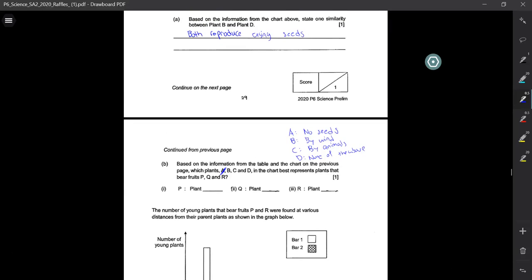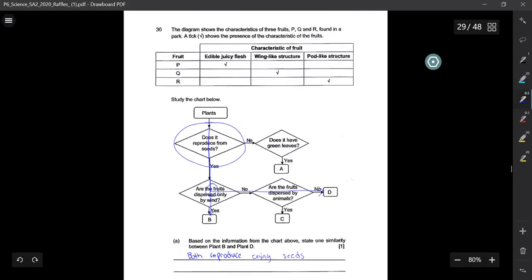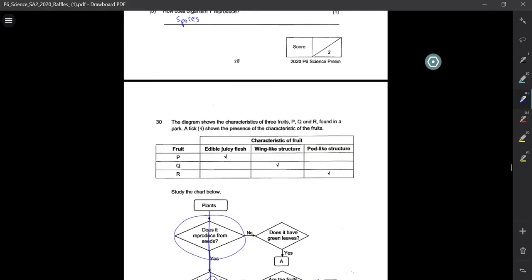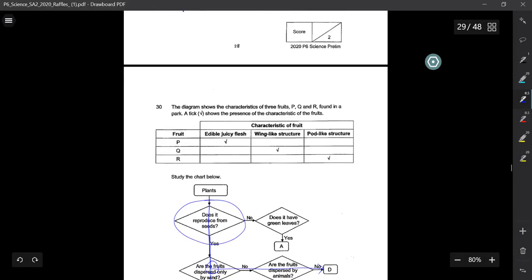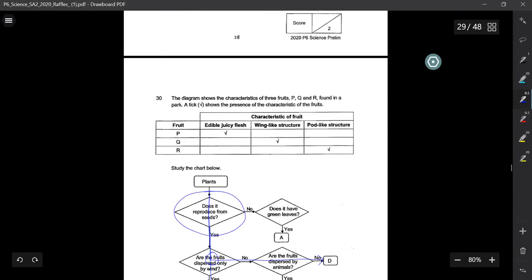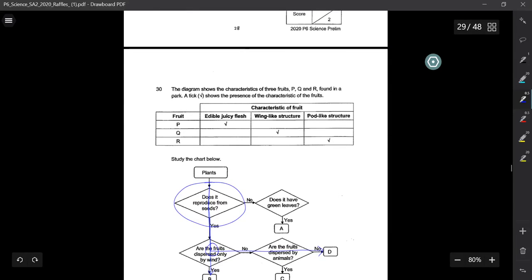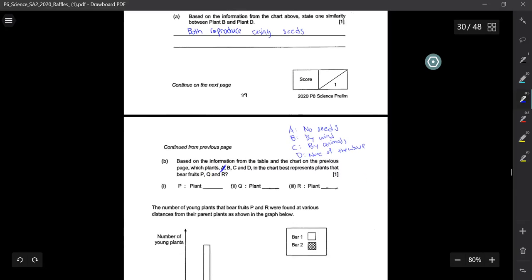And then P is what plant? Looking at this table here now, P has edible juicy flesh. Usually when a plant has edible juicy flesh, they are dispersed by animals, because animals will eat them because they taste good. Meaning that P would be plant C.